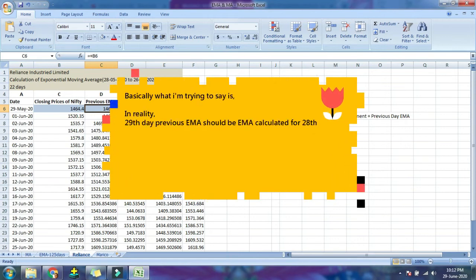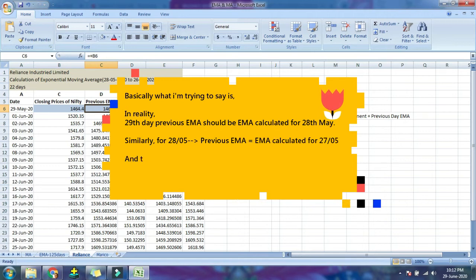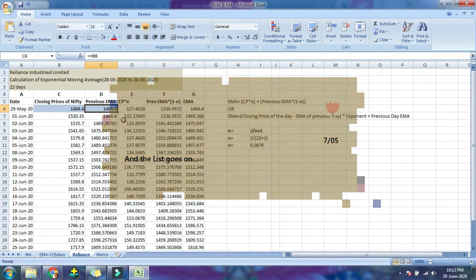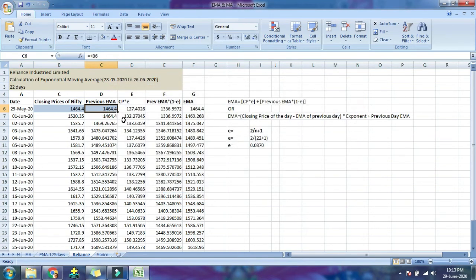For 27th, the previous EMA should be the EMA that has been calculated for 26th, and the list goes on. For 26th, the previous EMA should be the EMA that has been calculated for 25th May. So this is the hierarchy, and if you want the accurate answer, as I told, you will need to calculate all the values. You need to consider the closing prices from day one of its listing so as to find an accurate answer.